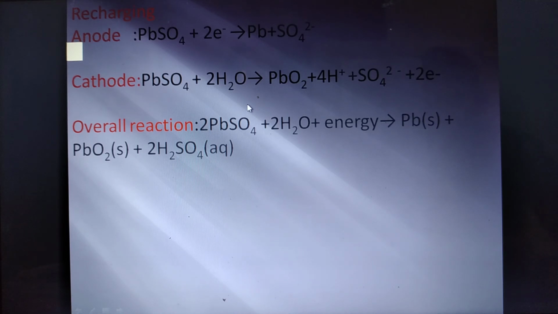Then we write the overall reaction. The 2 electrons are the same, so they are cancelled. So the remaining reactants and products are written in the overall reaction. Then 2 PbSO4 plus 2H2O, plus some amount of energy, gives Pb deposited at the anode, plus PbO2 deposited at the cathode, plus sulfuric acid.